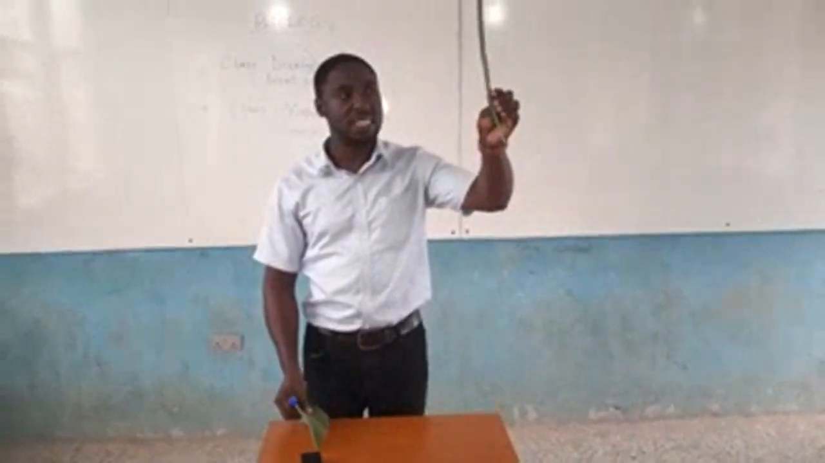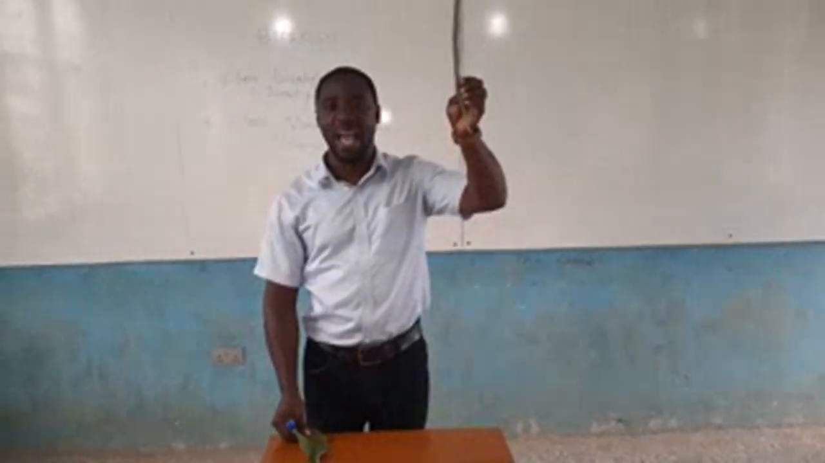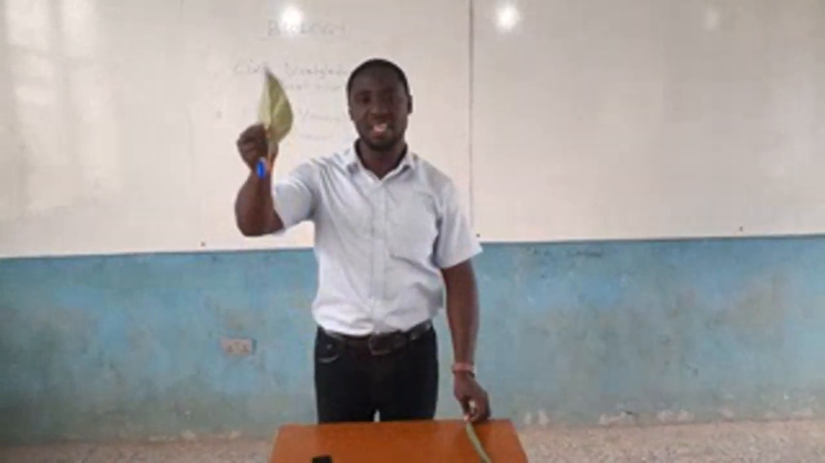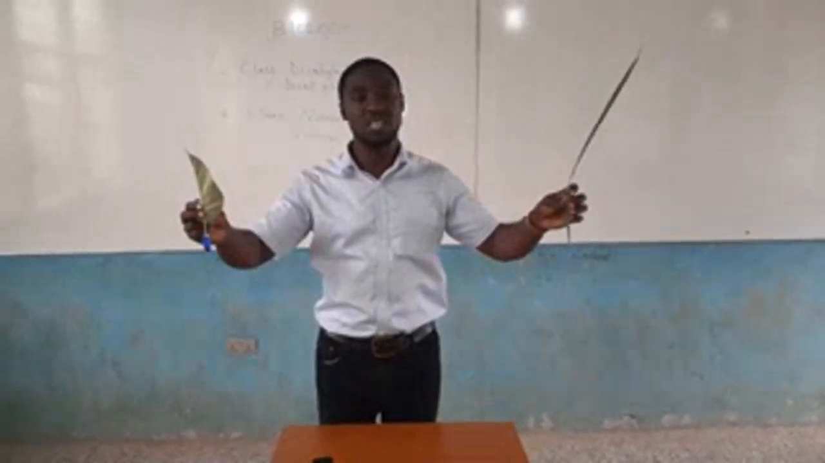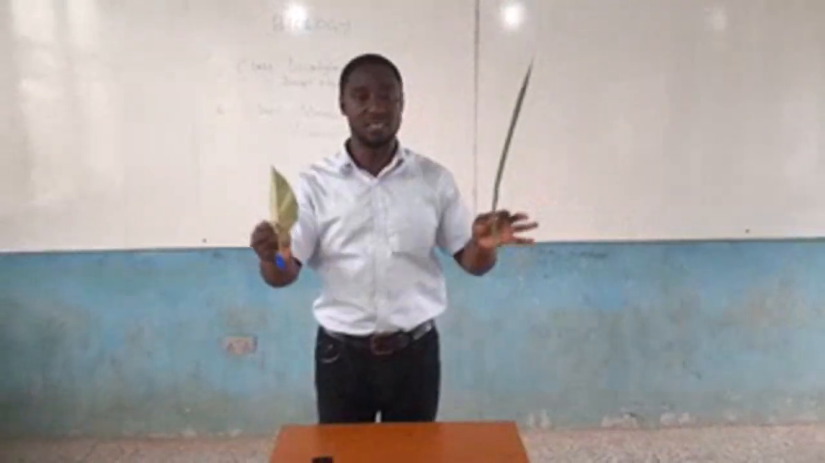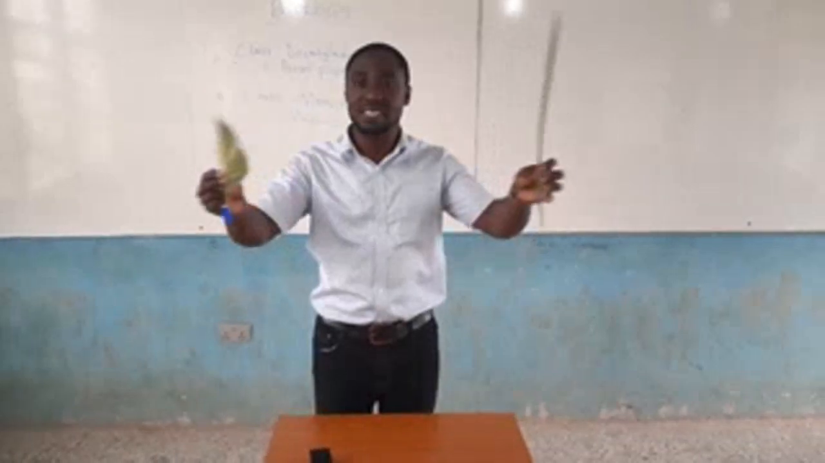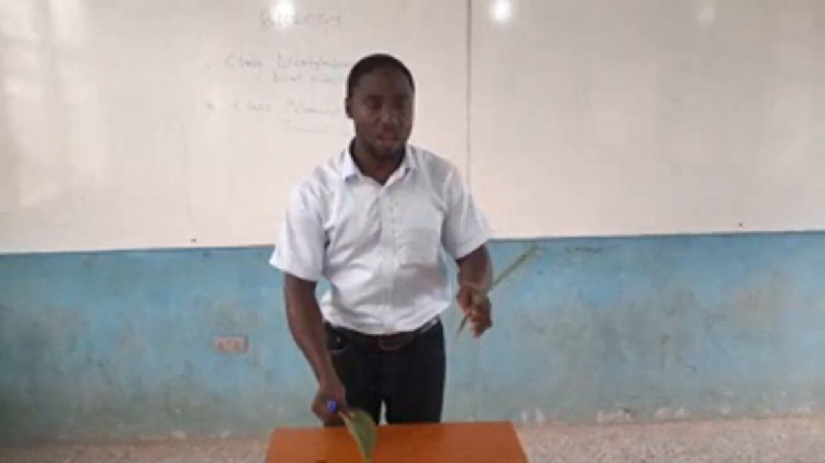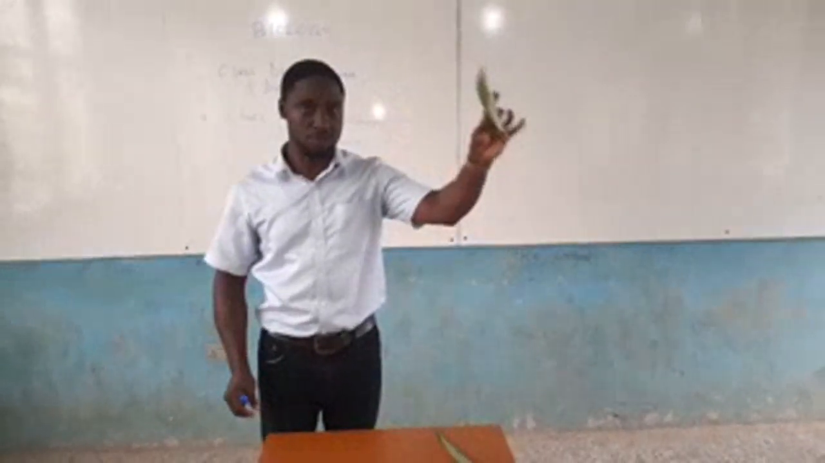In my left hand is a leaf of a monocot plant, and then in my right hand is a leaf of a dicot plant. You can see that these two leaves are different in shape and even in size. And a closer look at these two leaves will reveal certain features that distinguish these two classes. Now let's begin with the first one, the dicot leaf. We plucked this from a dicot plant.